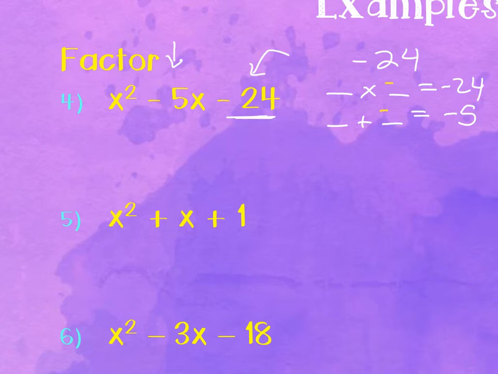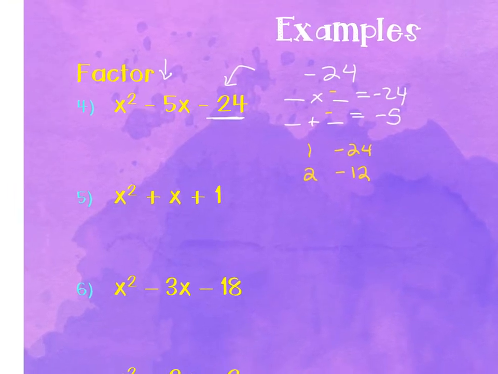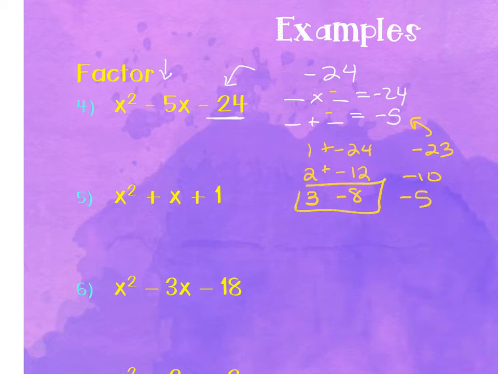So let's start listing them. 1 times negative 24. Don't forget about that obvious one. That's one that students tend to forget. Then I have 2 times negative 12. Now, as we're making our list, add them at the same time. So this gives me negative 23 when I add them. This one gives me negative 10. I still haven't gotten to the 5 yet, so let me try the next one. 3 times negative 8. Oh, there's my magic pair.